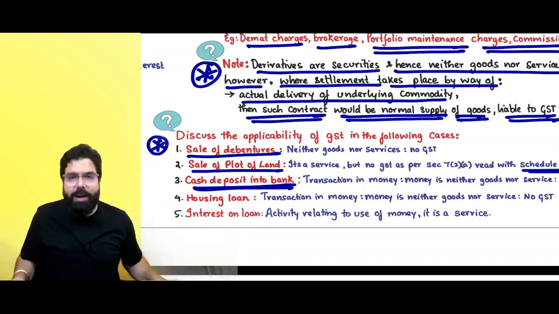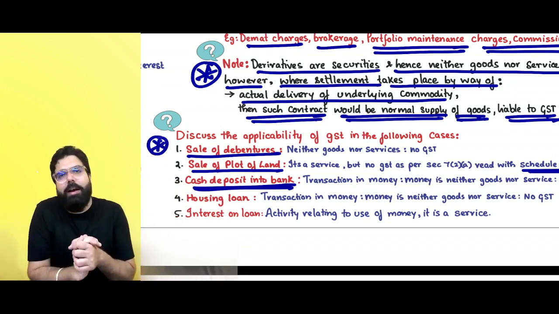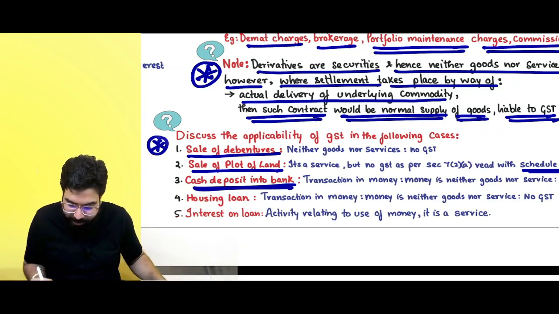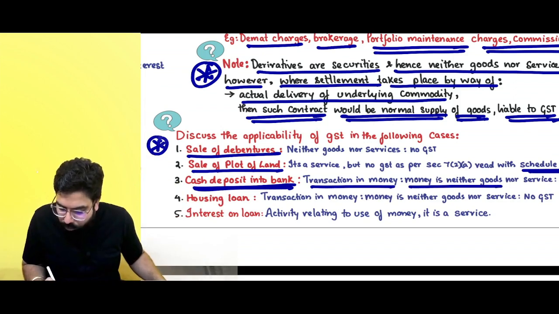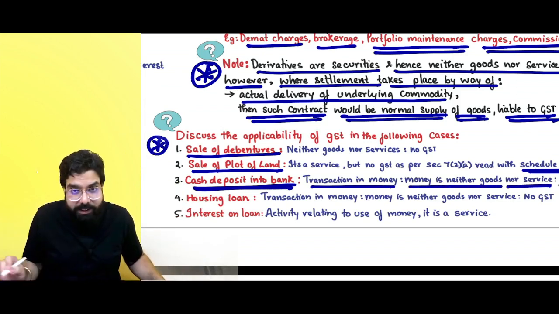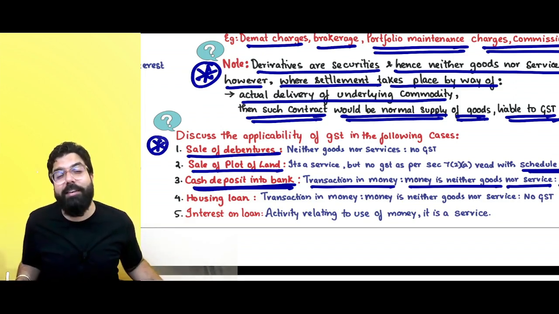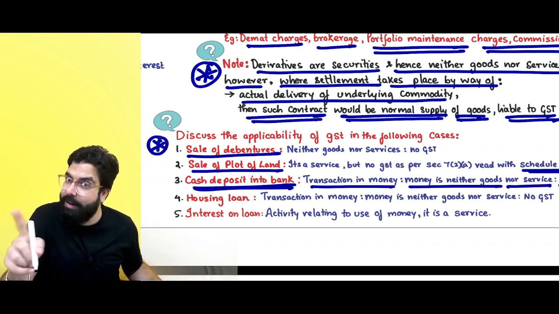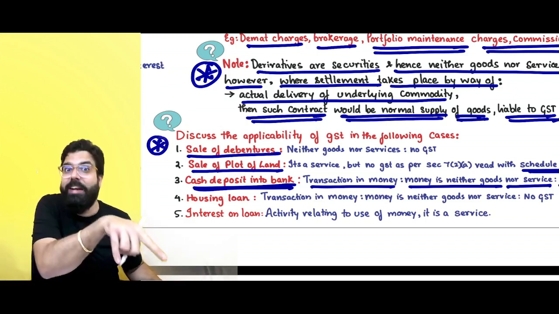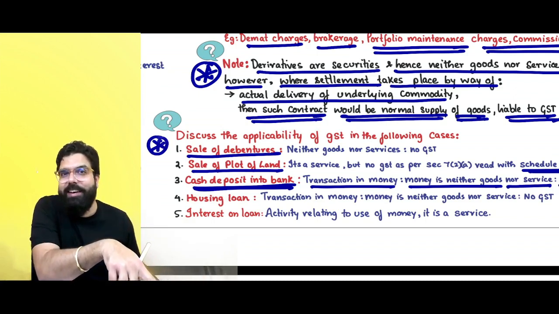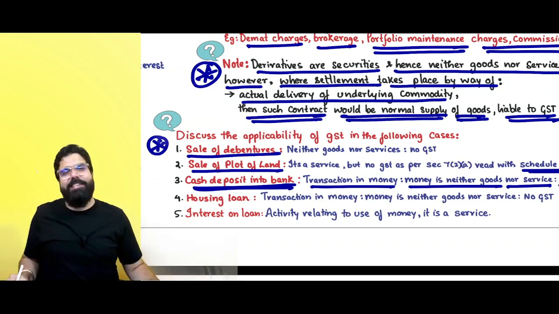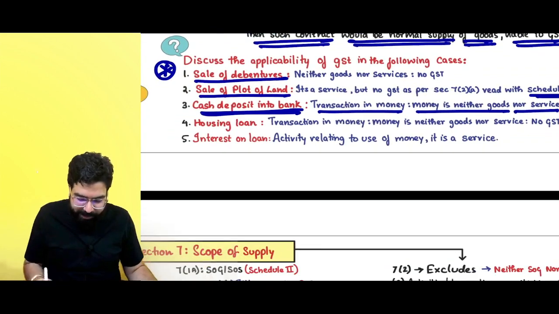Cash deposited into bank: when I deposit money into a bank account, money is neither goods nor service. It's a transaction in money, so GST will not come. For example, if the bank charges me cash handling charges, the bank has given a service, and on those service charges GST will come. Remember always, money is neither goods nor service, but on associated activity relating to the use of money, GST will come.